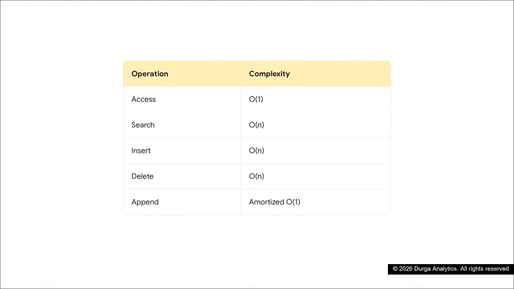Access by index, that's O of 1. Searching an unsorted array, O of n, because you have to check every item. Middle insertion and deletion are O of n due to that shifting penalty we just talked about. And appending to the end is what we call amortized O of 1. When you're designing systems, you're constantly weighing that O of 1 access superpower against the O of n modification penalty.